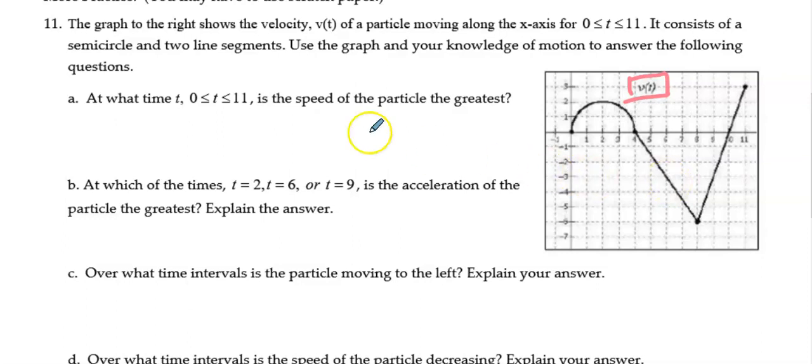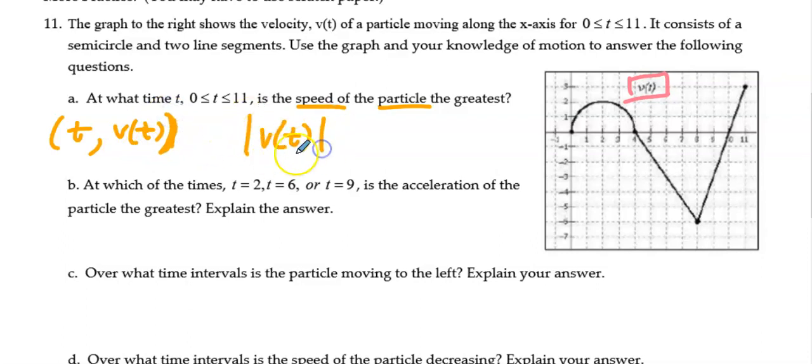So question letter A says, at what time t in the interval from 0 to 11 is the speed of the particle the greatest? So remember that if we're looking at time, we talked about this in the particle motion stuff, every point that's on this graph is time and velocity, right? So we're looking at the y values here. So what we're looking for is the highest value of velocity, if we also take into account the absolute value, because speed is actually the absolute value of velocity.